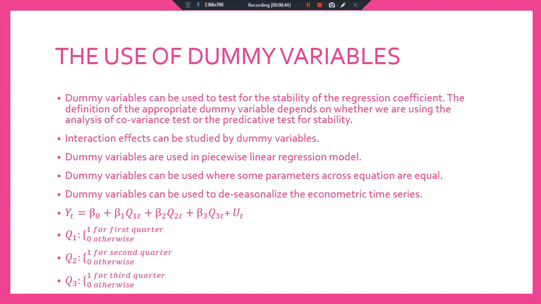Like that we get the effect of the third quarter as well. If we put the 1 here, 0 here, 0 here, because except quarter 3 we have a 0 everywhere. So with the help of dummy variables we can find the seasonal impact on our independent and dependent variable.